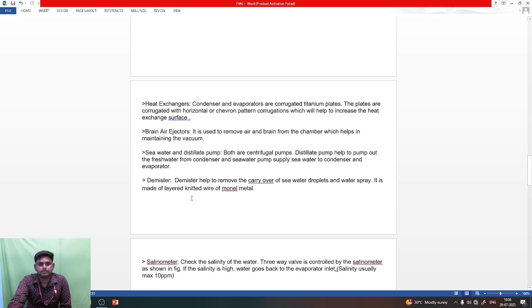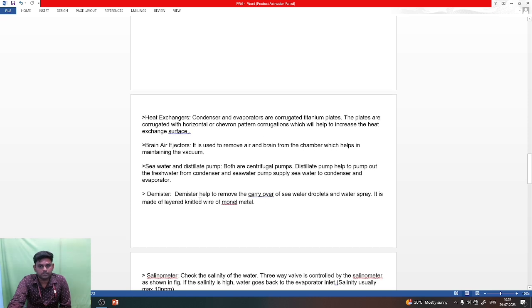And the demister helps to remove carried-over seawater droplets and water spray. It is made of layered knitted wire, non-metal. Its main use is to prevent the water droplets from going to the condenser side, because we are preventing water molecules carrying over between the evaporator and condenser side.